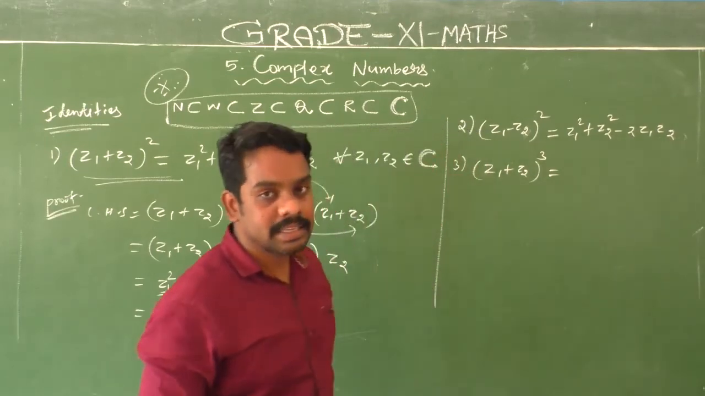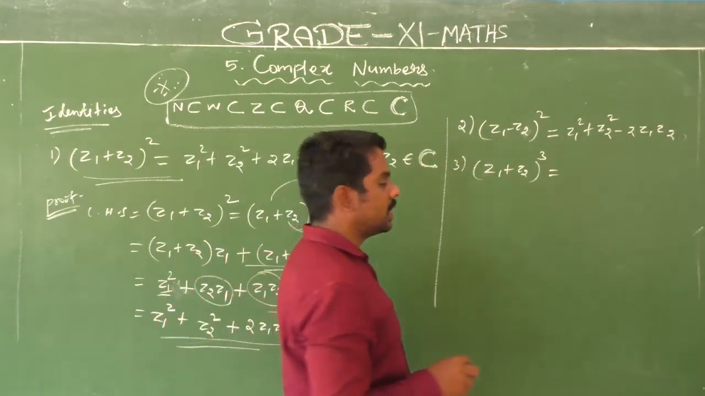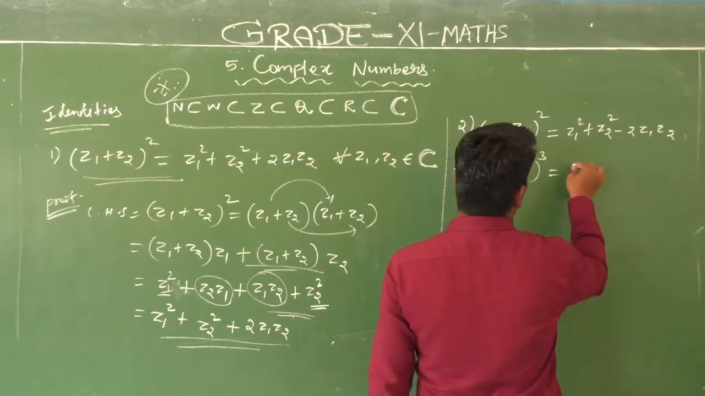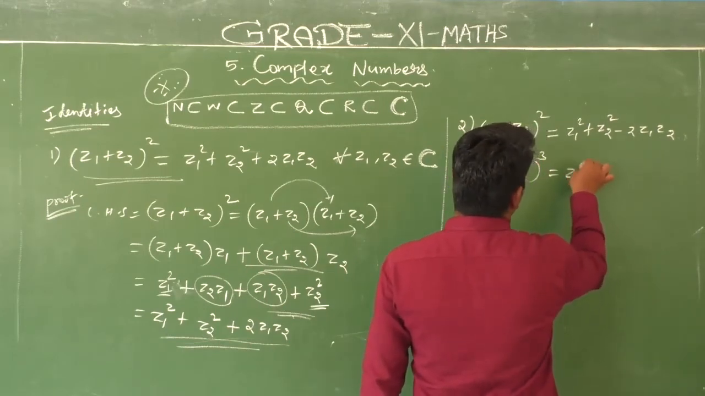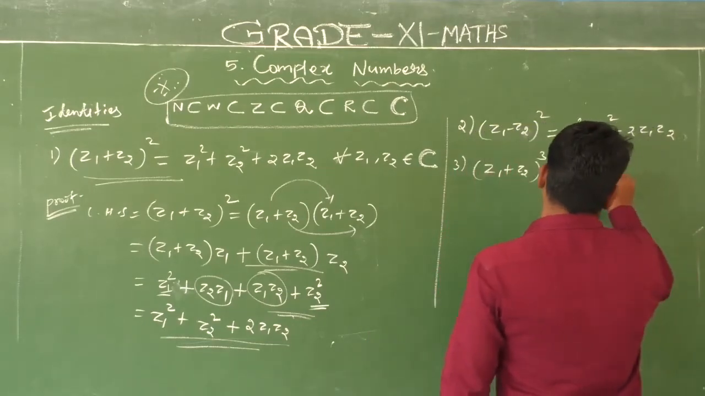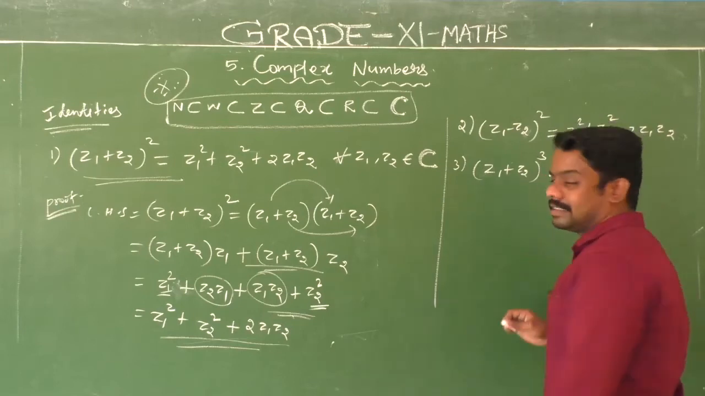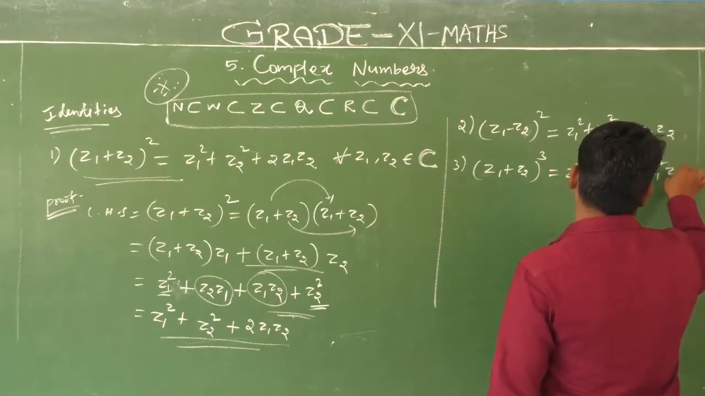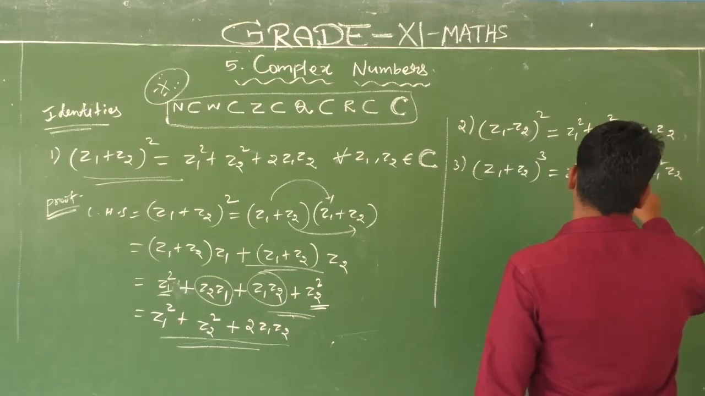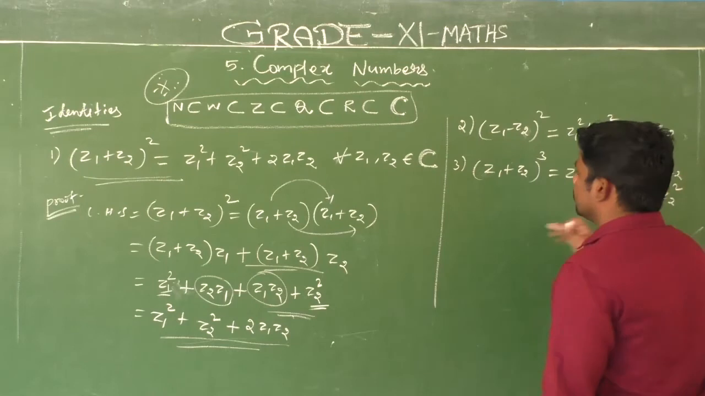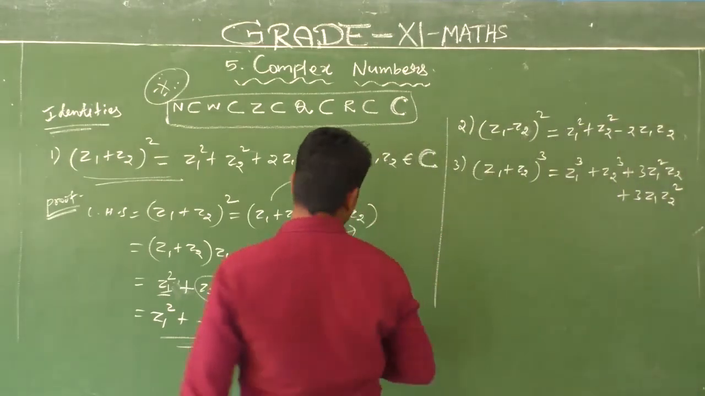Z1 plus Z2 the whole cube is equal to the A plus B whole cube formula. So the A plus B whole cube formula is A cube plus B cube, that is Z1 cube plus Z2 cube, plus 3A squared B, that is 3 Z1 squared into Z2, plus 3AB squared, that is 3 Z1 into Z2 squared. This is Z1 plus Z2 the whole cube.